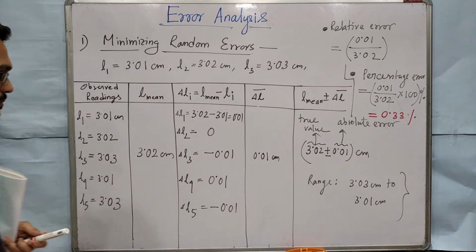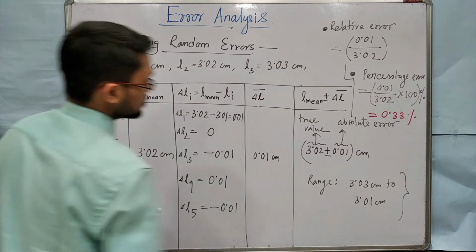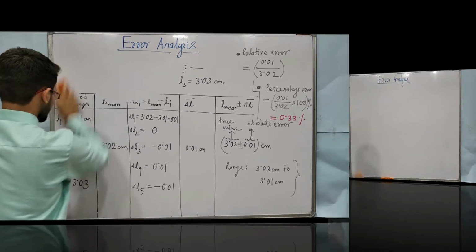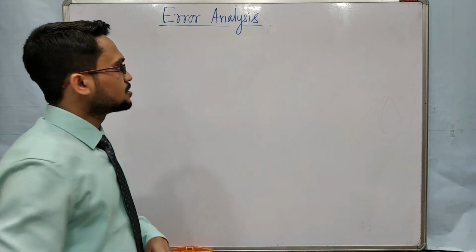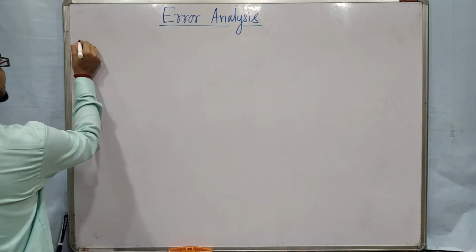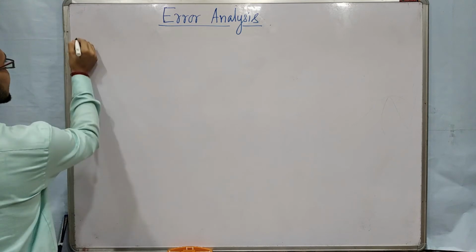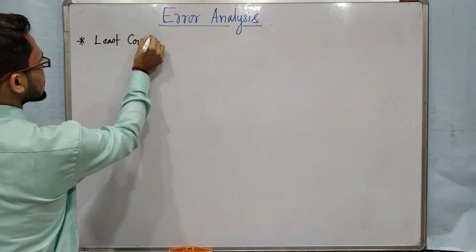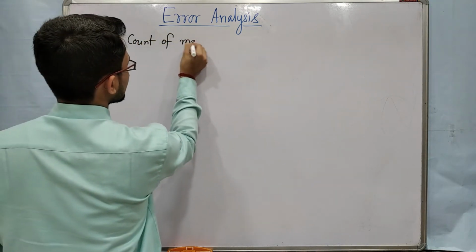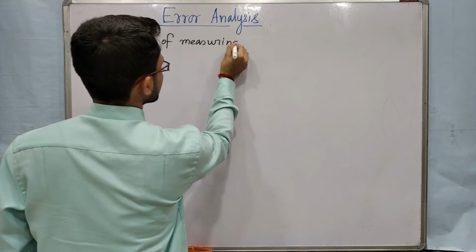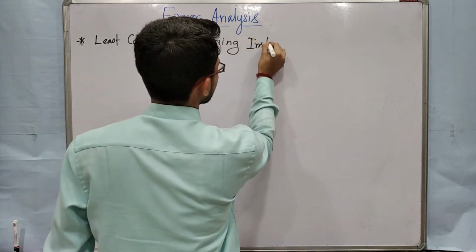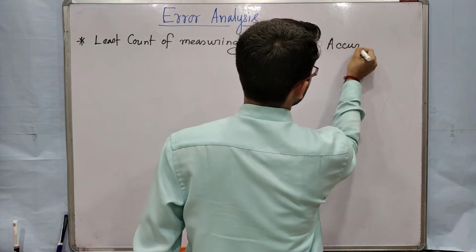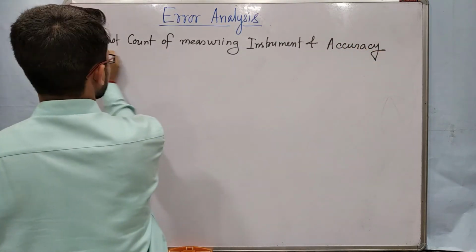Okay. Next, come to the least count of instrument and its accuracy. So now we will see the least count of a measuring instrument and its accuracy. Okay.